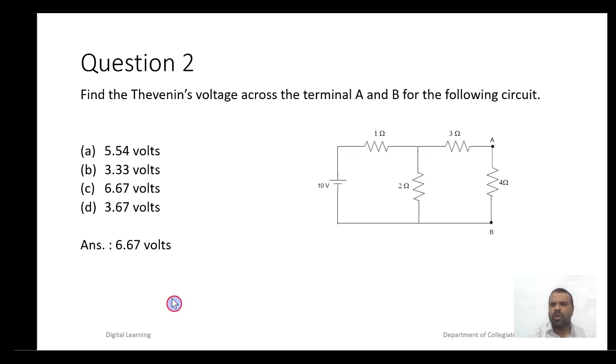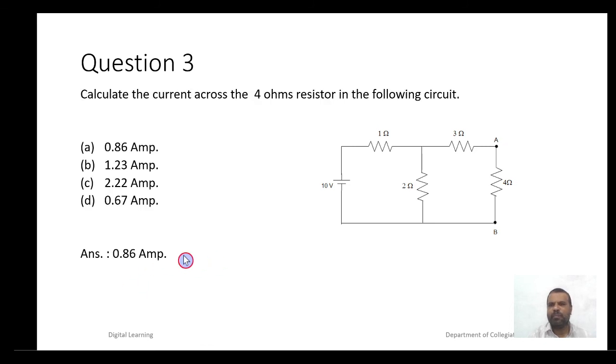Question number 2. Find the Thevenin's voltage across the terminals A and B for the following circuit. The options are A 5.54 volts, option B 3.33 volts, option C 6.67 volts, option D 3.67 volts. The correct answer is 6.67 volts.